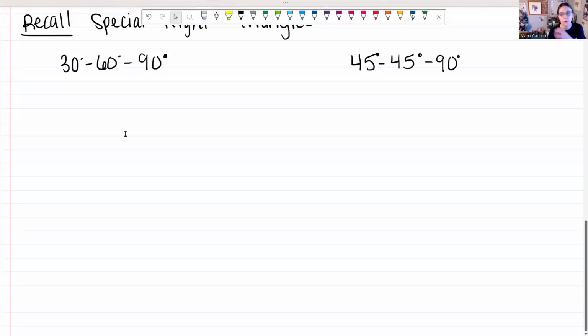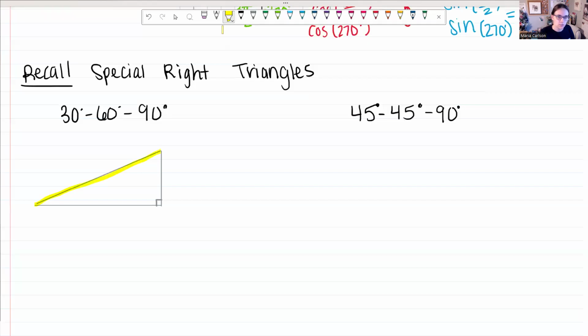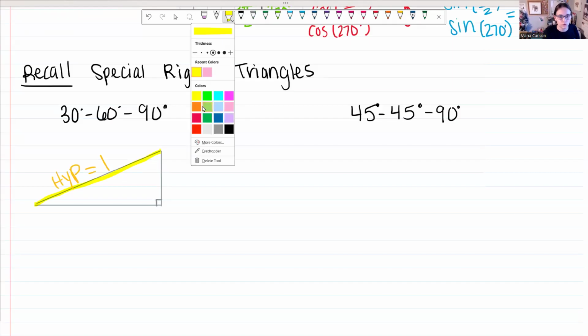Okay, so for both of these, let's talk about when the hypotenuse is 1, because that's normally going to be the case when we're talking about the unit circle. The hypotenuse of any right triangle that we draw is going to be 1. So let's first draw 30, 60, 90. Here's our hypotenuse. Here's my short leg and my long leg, like so. It's not perfect, but that's okay. So here is the hypotenuse, 1. And then I have the short leg.